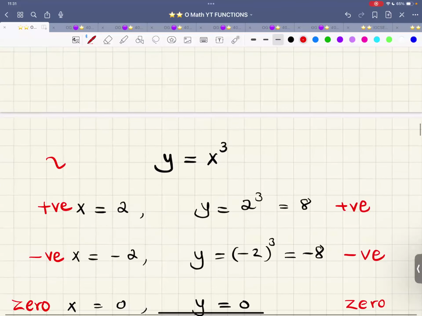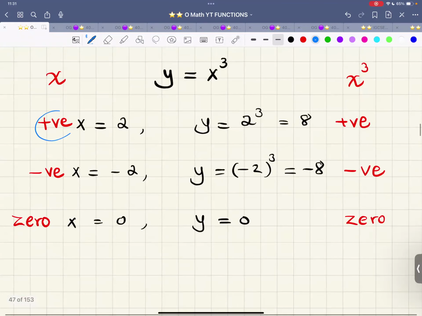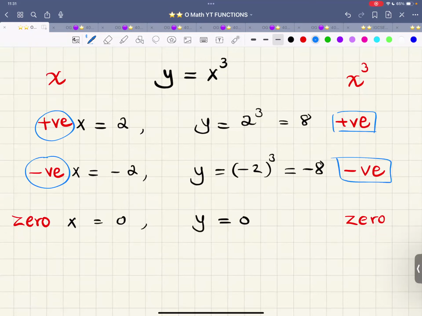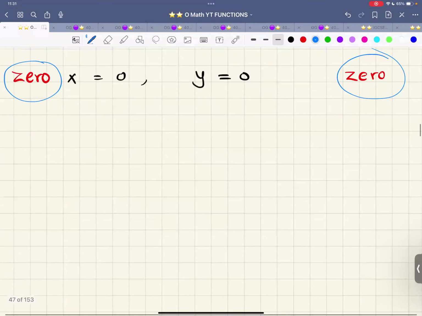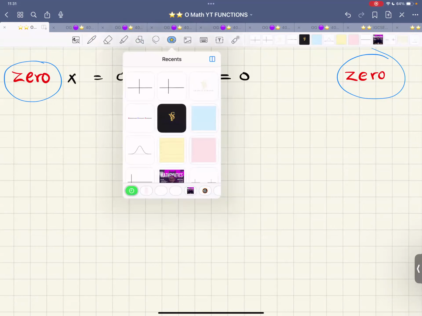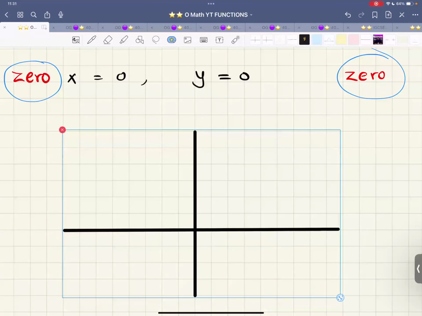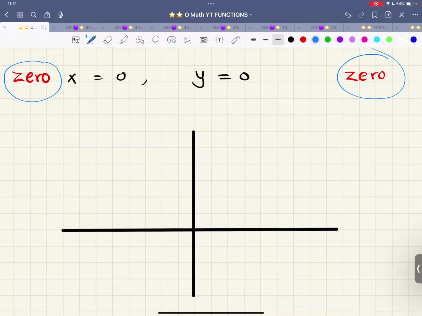So this is x and this is x cube. We are comparing this. Positive is giving me a positive value, negative is giving me a negative value, 0 is giving me 0. So now when I look at the grid, let me draw a grid over here. So now this is the first quadrant. That is the second quadrant. That is the third quadrant. That is the fourth quadrant.